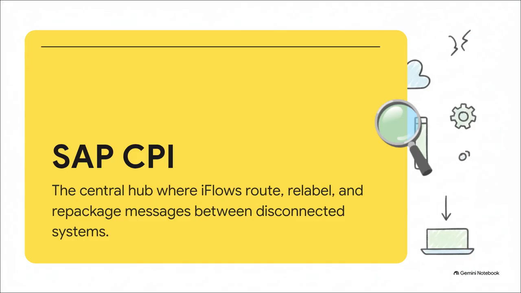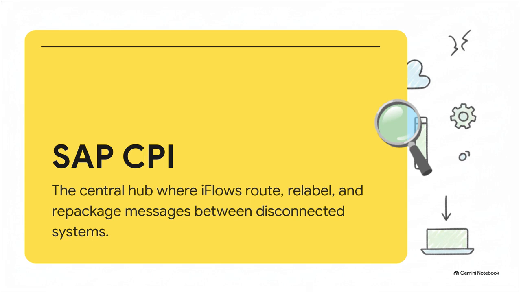So what is it that we're actually building here? SAP Cloud Integration, which honestly everyone still lovingly calls CPI, is that central sorting facility. Inside this hub run a whole series of complex conveyor belts. In CPI terminology, we call these belts integration flows, or iFlows.